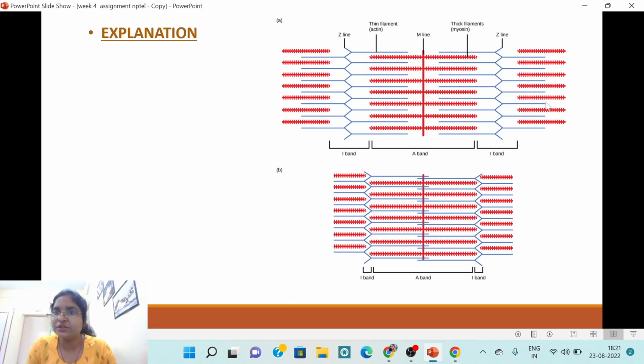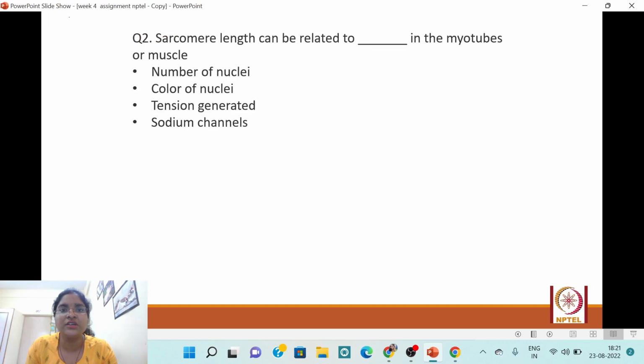Here you can see this is a resting muscle. No contraction is going on. But in figure B, muscle contraction has occurred, and as you can see, the sarcomere length, the length between two Z lines, has decreased, right? After the overlap of the thick and the thin filaments, the sarcomere length has decreased. So the correct answer is decreases. Whoever has given the correct answer, congrats. We'll move on to the next question.